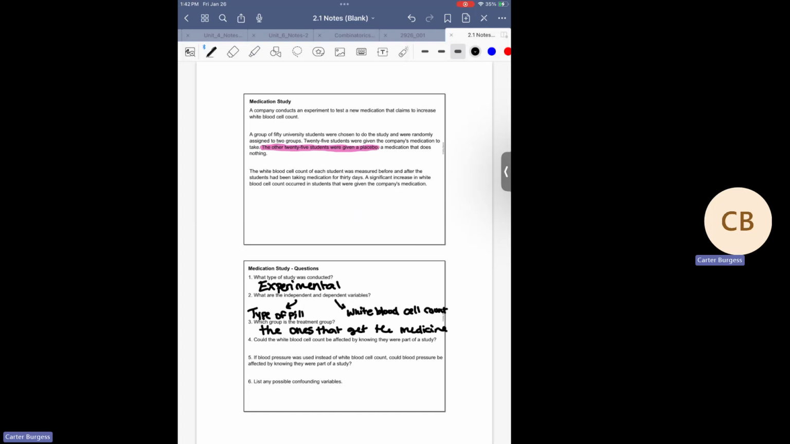More important than that, do we care whether the Hawthorne effect is in play here? Or is our experiment set up in such a way that it shouldn't really matter? It shouldn't really matter. Again, why?